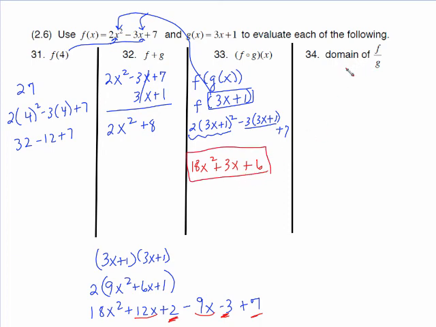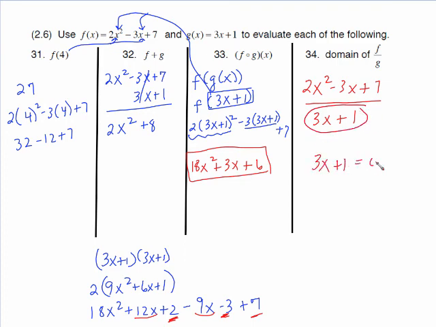The last just asked me what is the domain of f over g. So let's put f over g. 2x squared minus 3x plus 7 was our f function. Our g function is 3x plus 1. So we just did some domain problems a couple minutes ago. Domain refers to this denominator is not allowed to equal 0. So we set 3x plus 1 equal to 0 and solve.